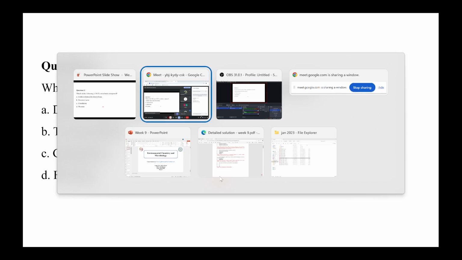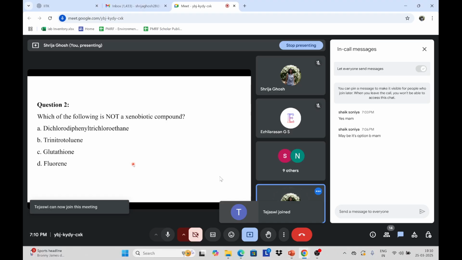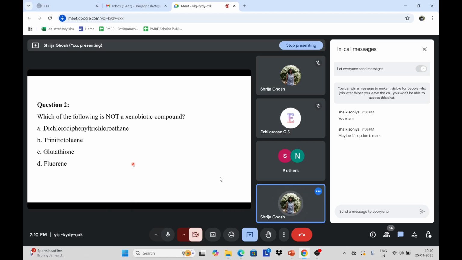Okay. So write your answers in the chat box. Which of the following compounds do you think is not a xenobiotic compound? Anybody knows?